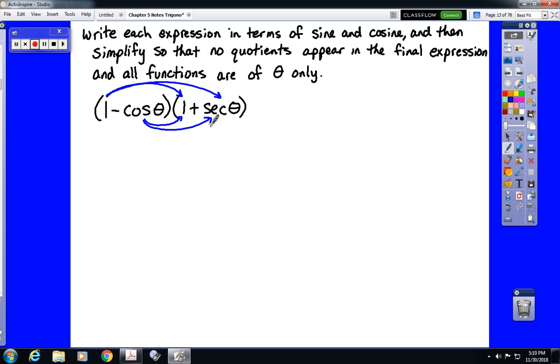So we're going to do 1 times 1, which is 1. 1 times secant, which is secant. Negative cosine times 1, which is negative cosine. Negative cosine times secant, which would be negative cosine times secant. No real trick there. We're just going to write it out.